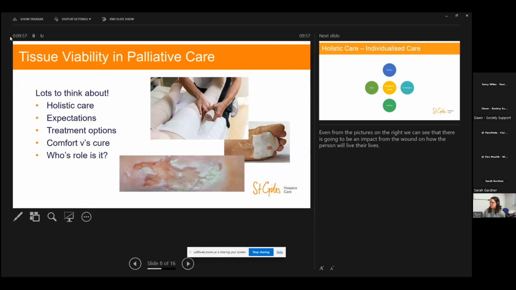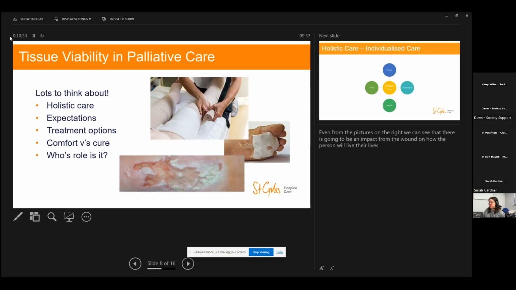Thinking about what the treatment options are, and they may differ depending on where the person is within their disease trajectory. It might be different depending on their values and what is important to them at the time. A little bit about thinking around comfort versus cure. What is the aim of our treatment? Whilst we've got our treatment options, we need to think about what we are trying to do here. What is the aim for this person at this time? And that may change as they change throughout their disease.